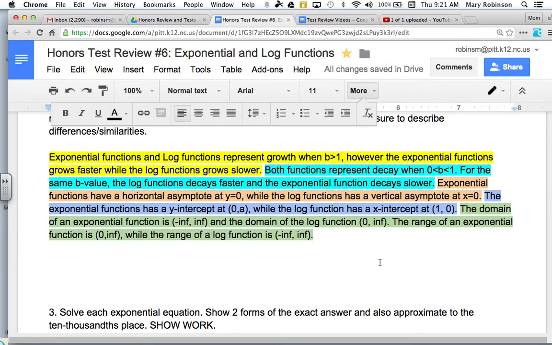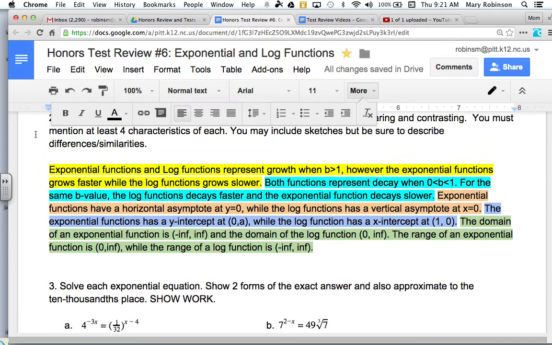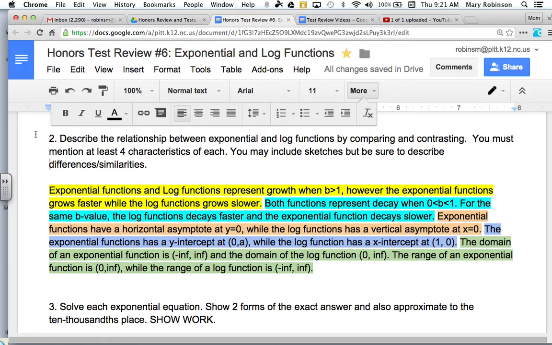Alright, so you've got 1, 2, 3, 4, 5. Choose any 4 of those that really make sense to you, or if you come up with another one, that's fine as well. But make sure you memorize those and know those, since this will be a 8-point question on your test.